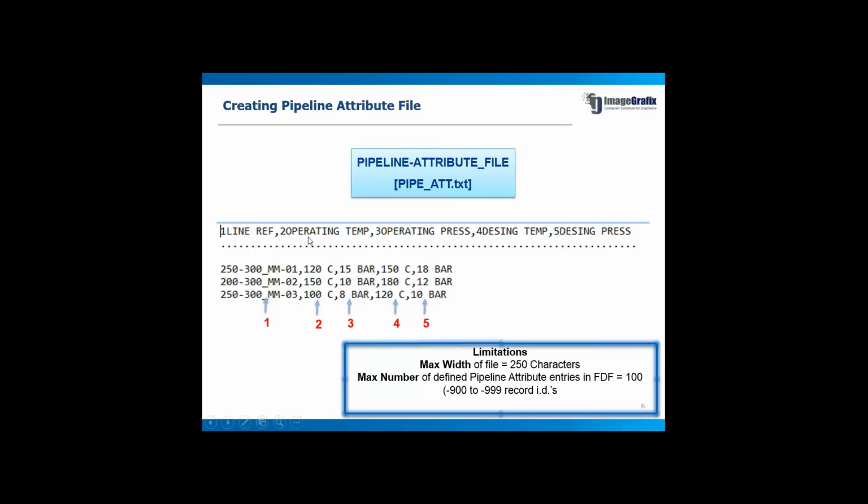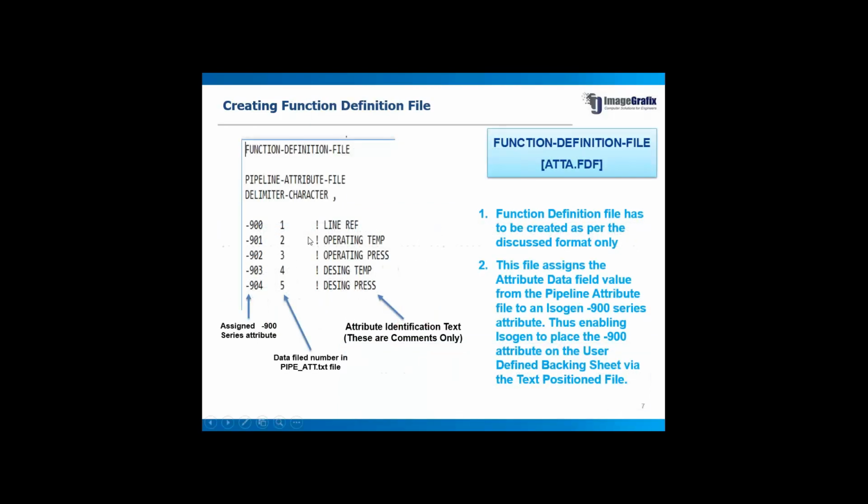Now once this file is created, we go for the next file, which is the function definition file. Okay, this function definition file again we need to define in a notepad, where you have to follow the same syntax, which is definition as function-definition-file. Below that, pipeline-attribute-file, like that you have to define. And then you see the numbers starting like 900, then 901, 902, and 3, 4, and so on.